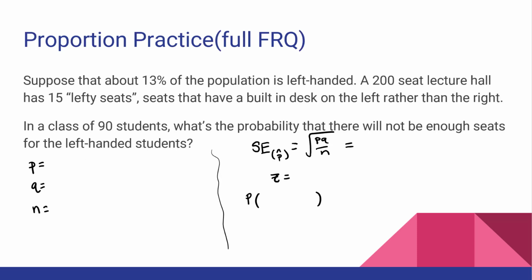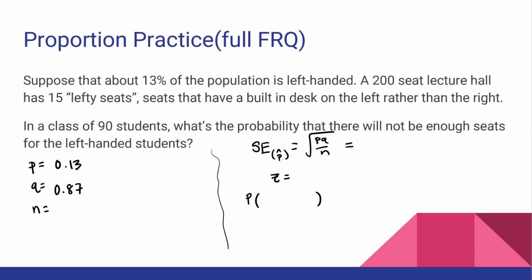So we just list out our important numbers now. Our important numbers, we need a P, a Q, and an N. So our P is 0.13. So we're modeling the population's left-handed group of people. We say 0.13 as the proportion of people that are left-handed. Our Q is 0.87, so everyone that is not left-handed.